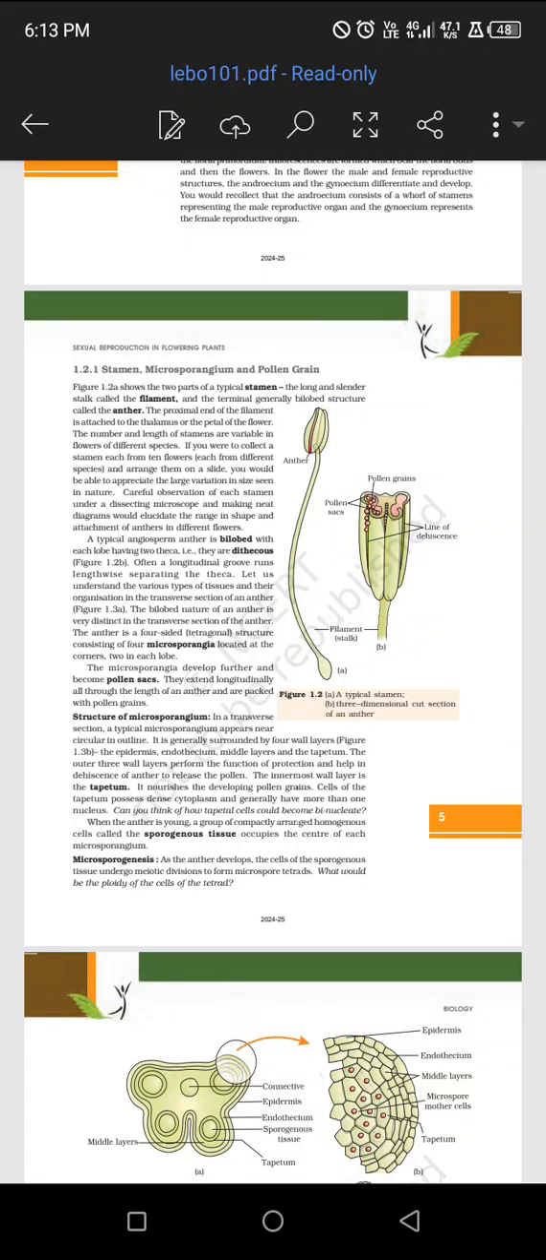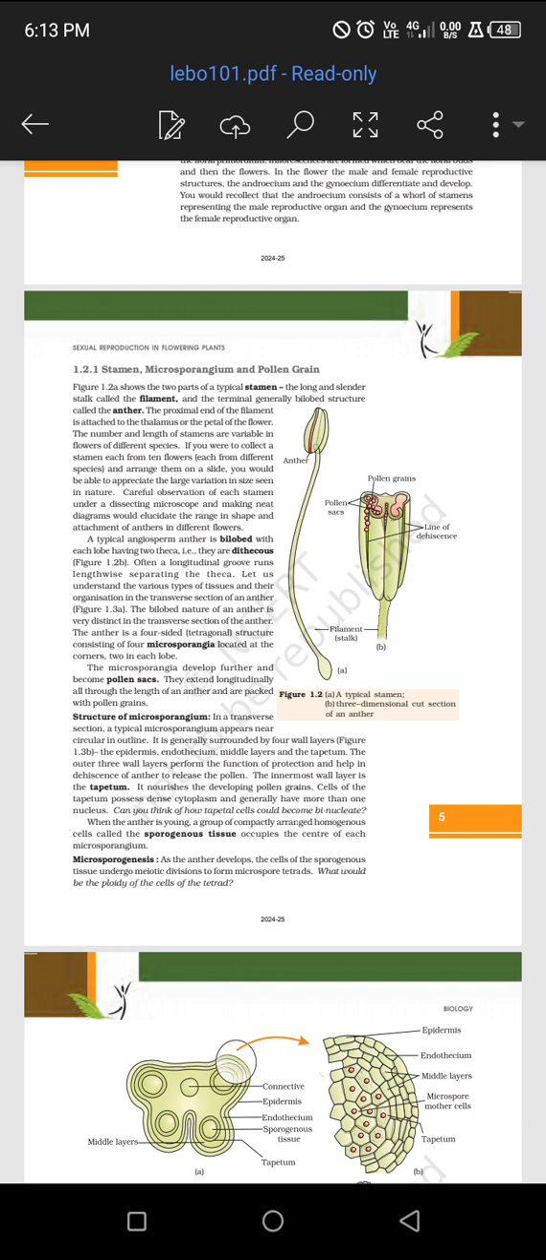So when I'm reading and explaining things and pointing out the important things, you may please take out your NCERT textbook and read and understand with me. Okay. So we're going with stamen, microsporangium and pollen grains.